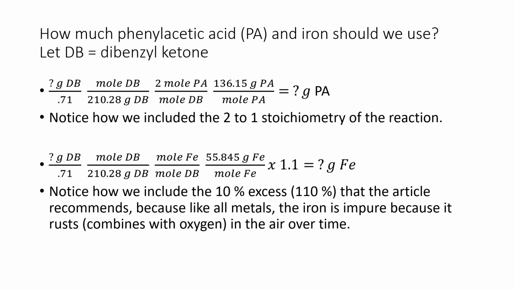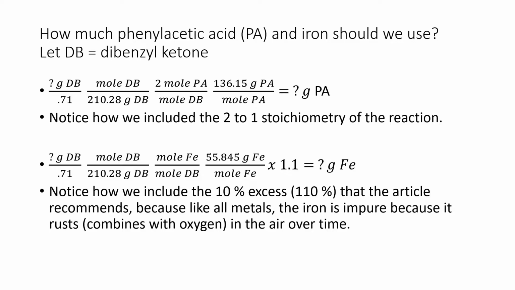So how much of our starting materials do we actually need to obtain this amount? We can start off with our phenylacetic acid. I've written it about the same way. Depending on the amount of grams of the dibenzyl ketone that we want, we just do the same thing. So we multiply it by that 71%, and then we divide it by the molecular weight of dibenzyl ketone so that these cancel out to get the moles of dibenzyl ketone.